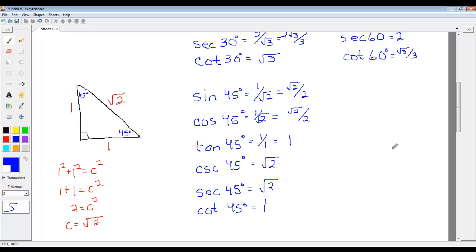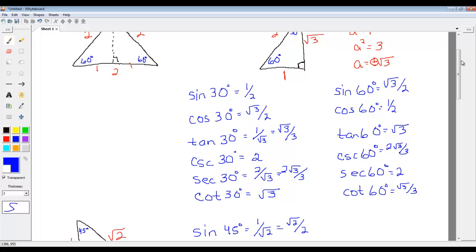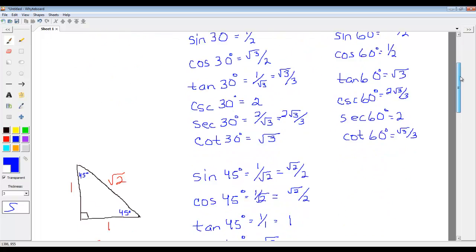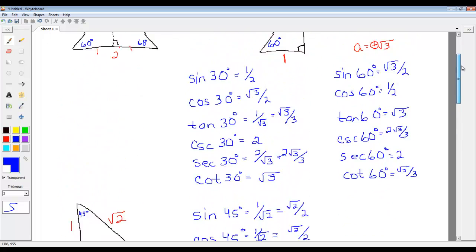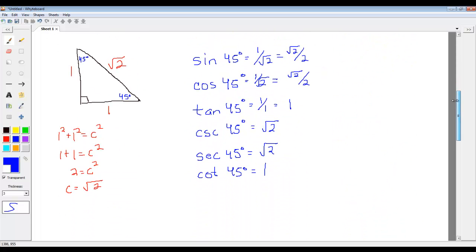So there's some very special angles, some very special values. You're going to want to make sure that you're familiar with all of those, or can at least quickly derive them using the right triangles and so forth. So know all of those. Be very familiar with all of those.